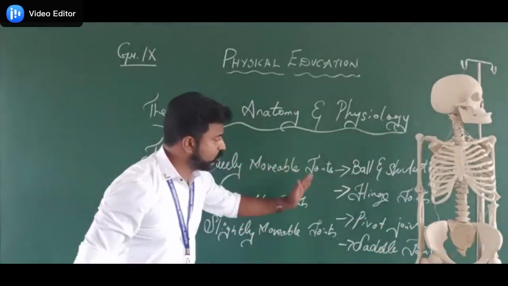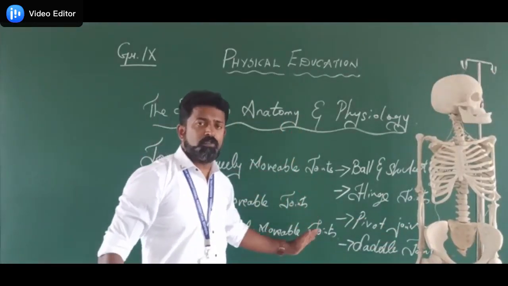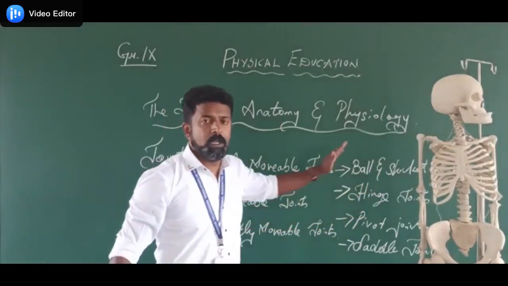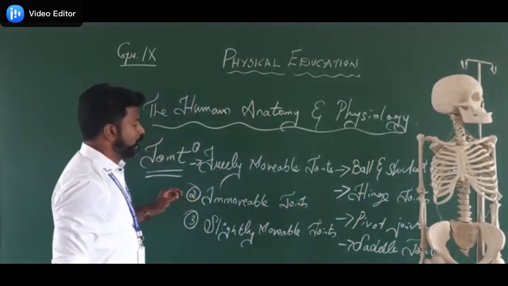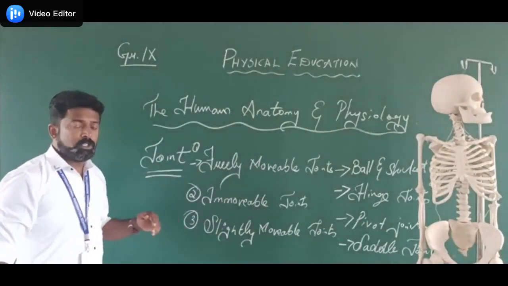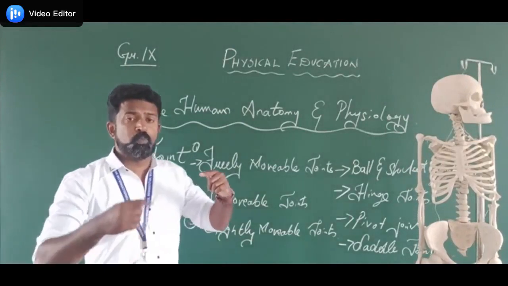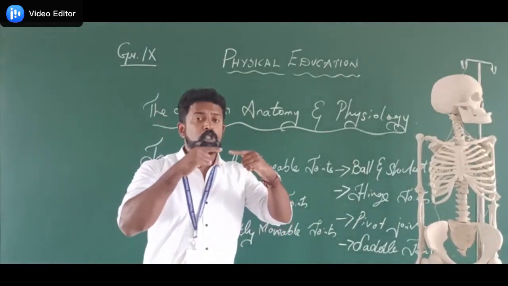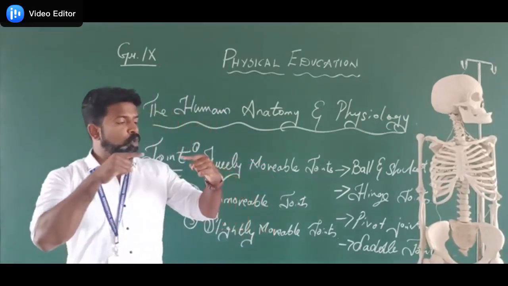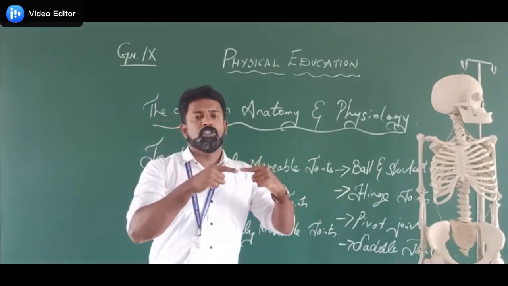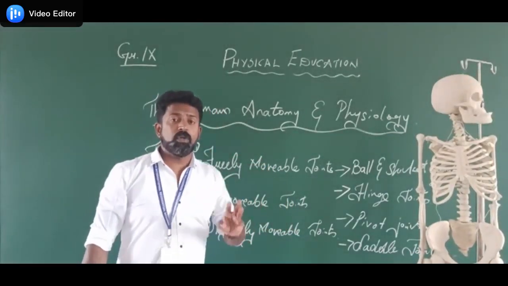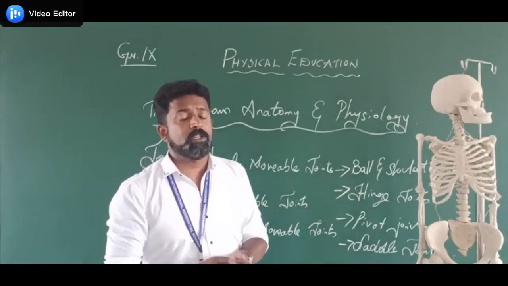All these four joints are synovial joints, which come under the freely movable joints. To make it very clear, what is a joint? A joint is where two bones meet. When two bones meet, it forms a joint. So that is a joint. The joints are classified into 3 types.